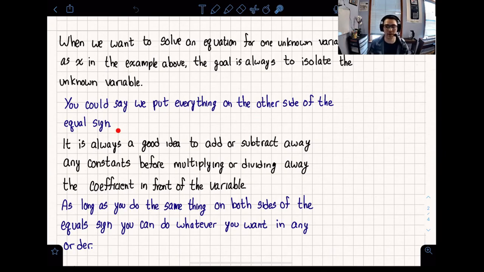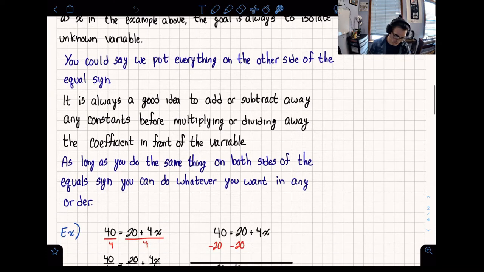This is very common terminology, math lingo used. You want to get everything to one side of the equal sign so you have x all alone on the other. It is always a good idea to add or subtract away any constants before multiplying or dividing away the coefficient in front of the variable.